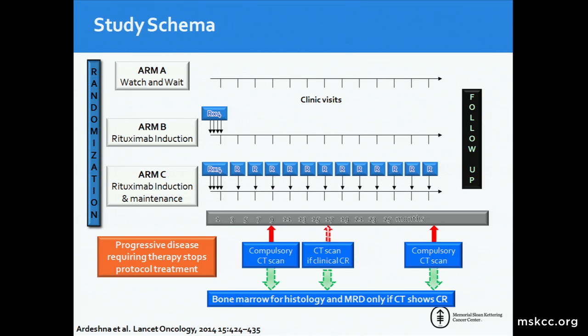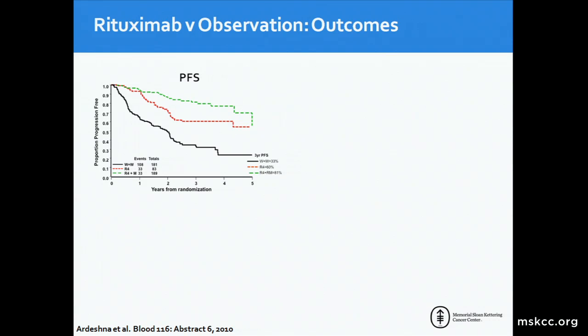So the UK undertook a 3-arm study of observation, rituximab induction for 4 doses, and rituximab induction for 4 doses followed by extended dosing rituximab. And in very typical UK style, they did very little. They tried to do this on the cheap. Only 3 scans at maximum were needed for the entire study. This is actually pretty impressive that they were able to get high-quality data with this little radiation.